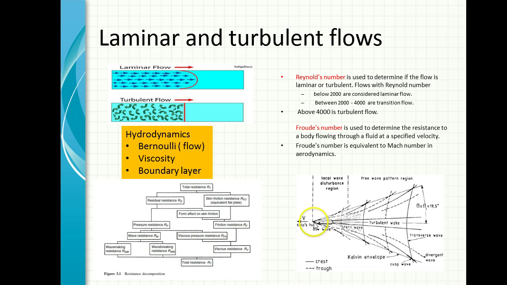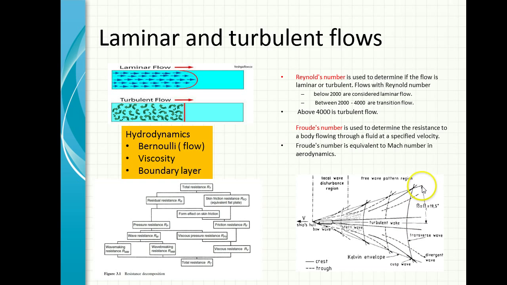So here, as a ship moves forward, you can see there will be more laminar flow in the front of the ship, and as it goes back, there's more turbulence. The propeller operates in a turbulent field, in the wake of the ship. And the waves are created, and these waves have crests and troughs along them.